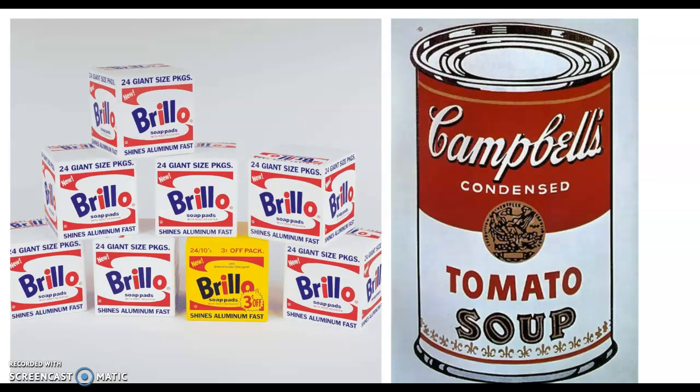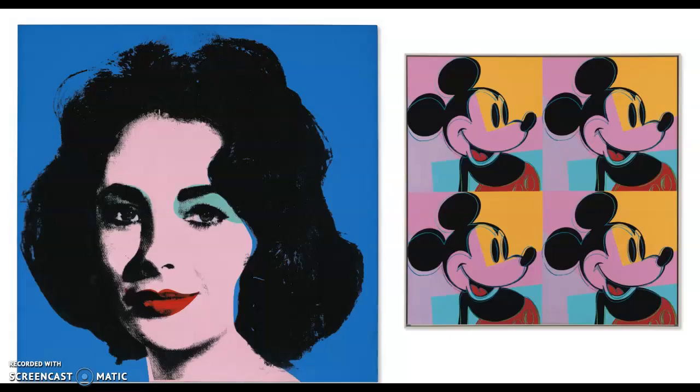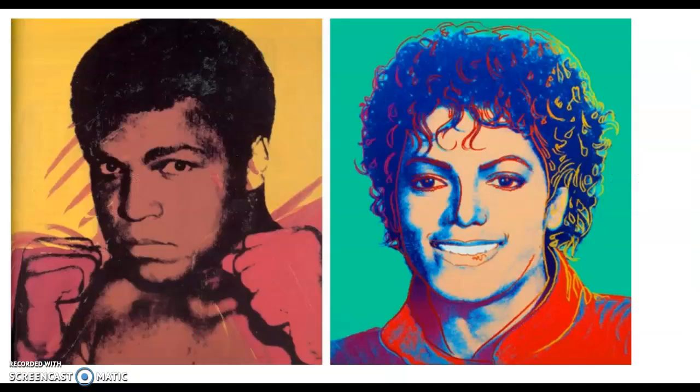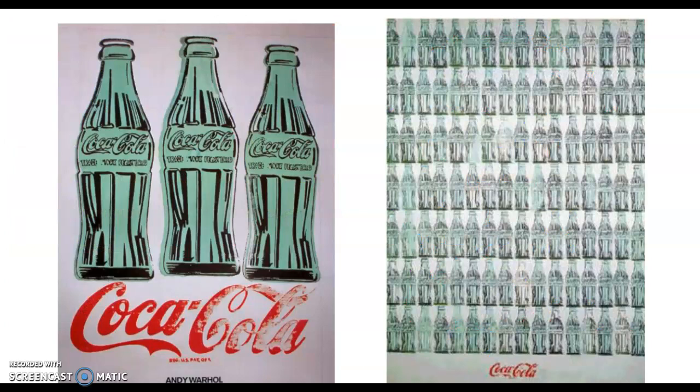Soapboxes, everyday things of the time that people might have thought were boring. Soup cans, everyday objects that anybody walking down the street can relate to. Some more celebrities, Mickey Mouse, repetition once again, Muhammad Ali, Michael Jackson. So he concentrated a lot on celebrities. And for your Photoshop portrait, you'll be creating something similar with your own faces. Coca-Cola bottles. Now the one on the right, does it remind you of something? Supermarket shelves, perhaps? A vending machine? The idea again, mass production over and over again.